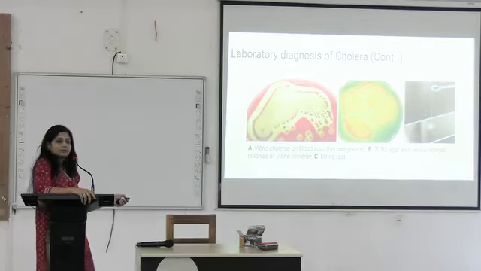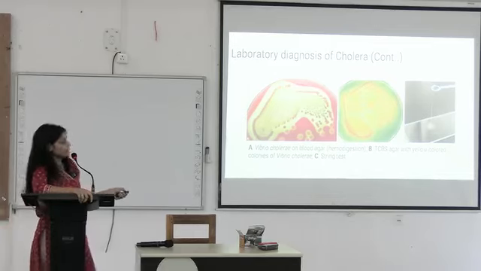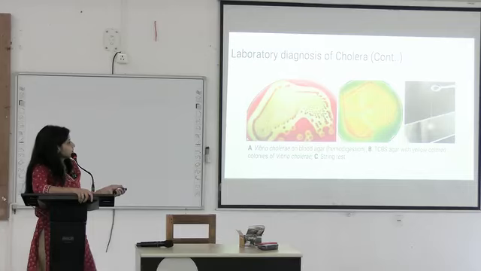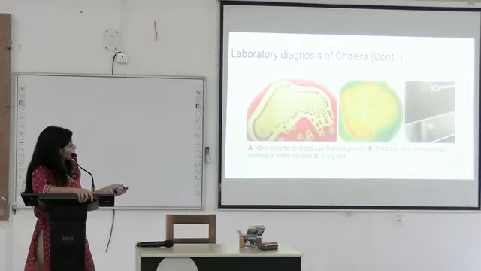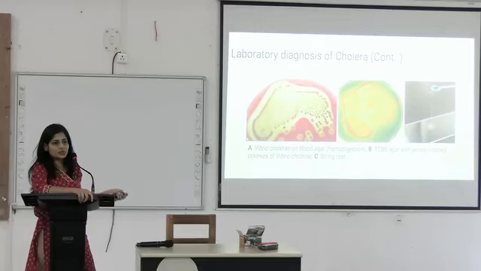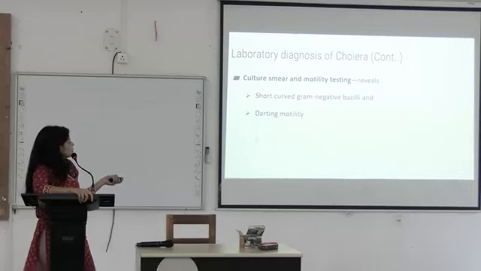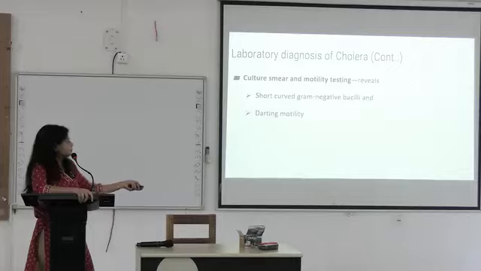What is the string test? You take a colony from these plates and add sodium deoxycholate to it. When you do this, the material loses its turbidity and becomes sticky like this. When you pull the loop from the colony, you will see a string is formed. This is the positive string test that you can observe in Vibrio cholerae. When you perform the culture smear, you will again see short curved gram-negative bacilli, and when you perform the hanging drop method, you will again see darting motility.